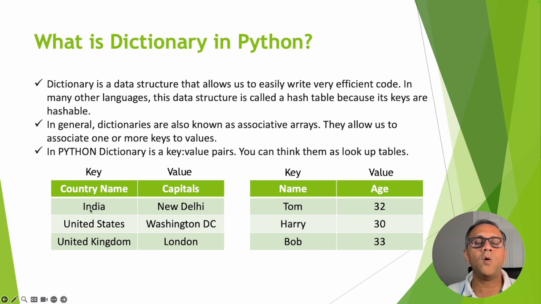Now if you want to know what's the capital of India, you can use India as the key here to get this value, New Delhi. Or what's the capital of United States? You can use United States as a key here to get Washington DC. Same if you want to know the age of Harry, you can use Harry as the key here to get the age 30. It's a key and value pair where you can use the key to get the value out of it.